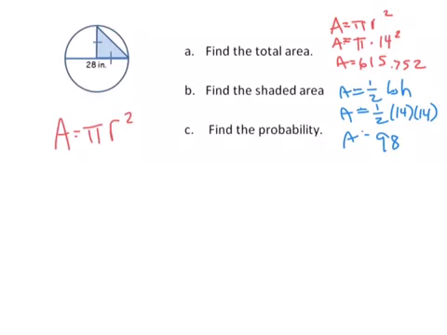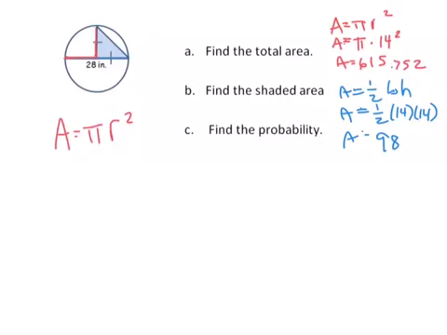Okay, so the area of the circle is pi r squared, which is pi times 14 squared. Again, the radius, for example, here is 14 because the same radius was here, 14. 14 is the radius, so we have 615.752 for the area of our circle.